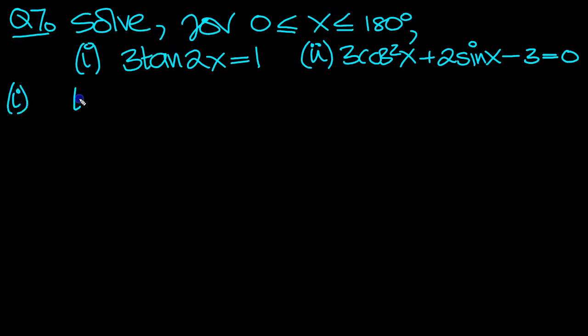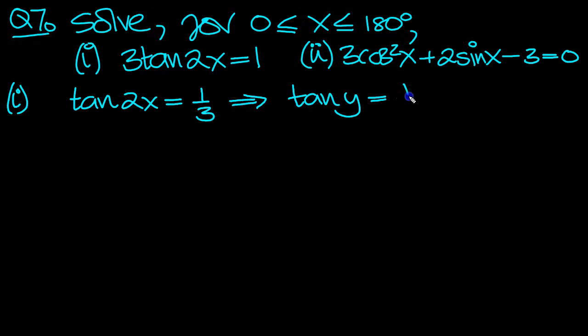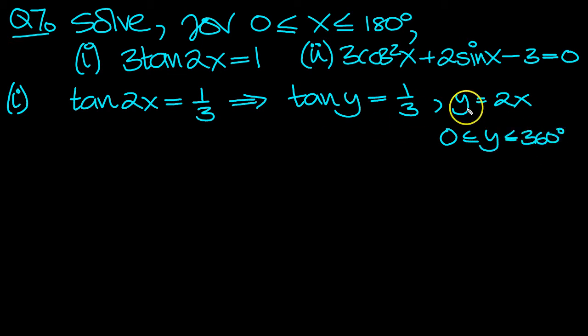Well, here we've got tan 2x is equal to, move the 3 down from 1 times to divide, so that will be a third. So tan y we can write equals a third, and the y is 2x. I'm just going to put y in place, and if we double this, we'll get 0 is less than or equal to 2x, which is y, is less than or equal to 360. So that's what we need to look for then. This is the problem really, in simplified form.